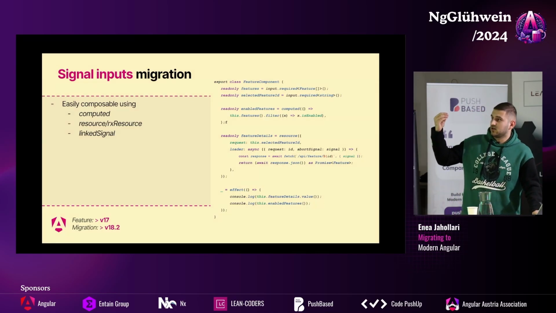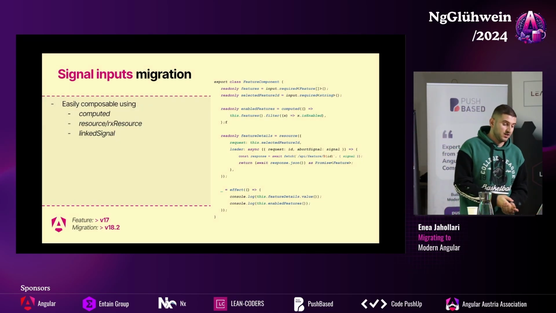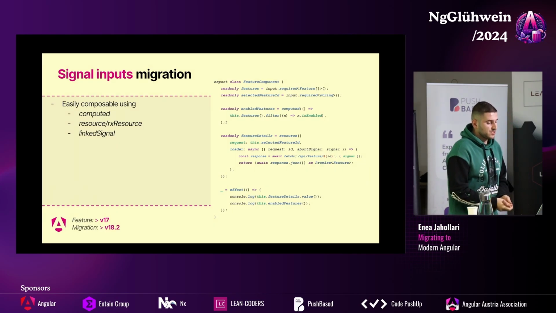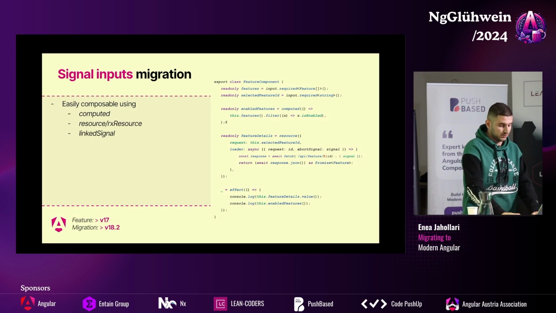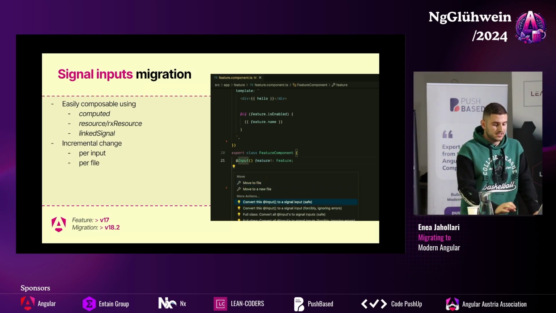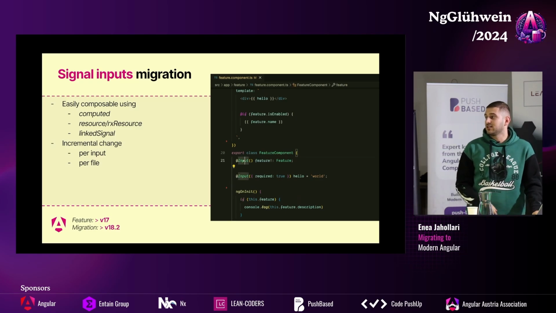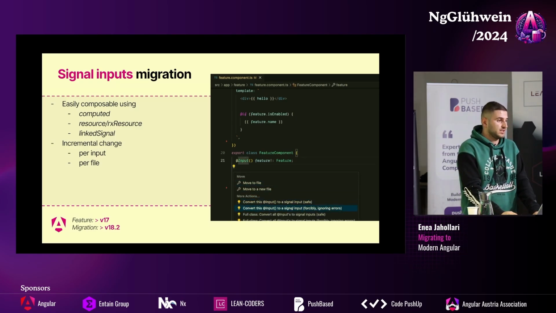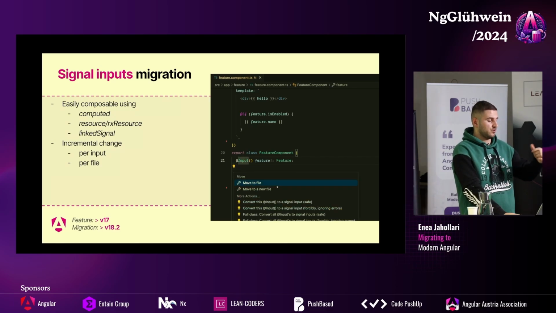And signal inputs, of course, let's say makes computed properties possible, and of course, in a performant way, makes using resource and the rxResource APIs easier, linkedSignal too. And of course, there's, let's say, a feature on VS Code now, thanks to the Angular extension, basically that you can just click a bulb and it will migrate your, let's say, inputs incrementally. You don't have to do it like Big Bang. So you can do per input only or for the whole file.